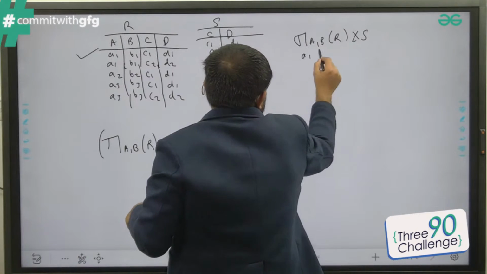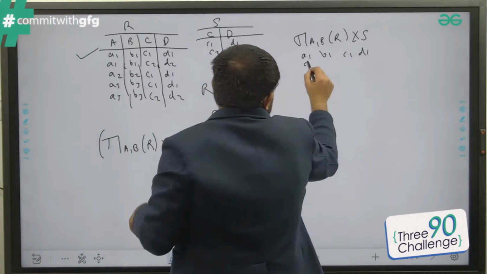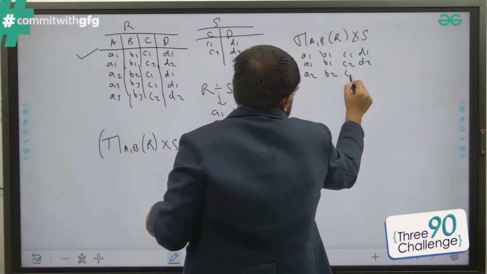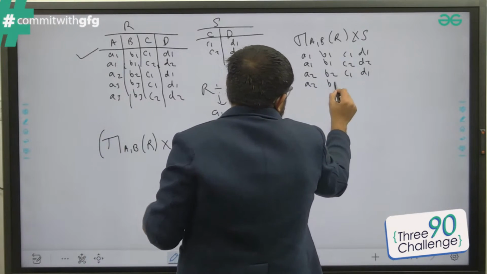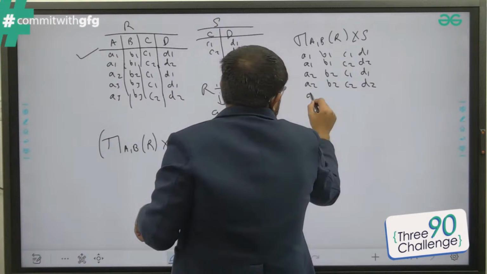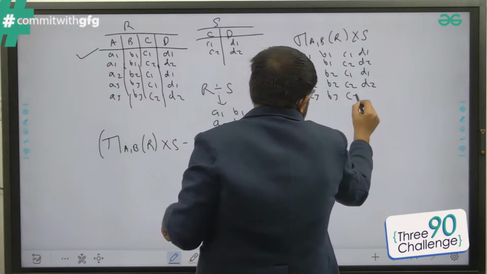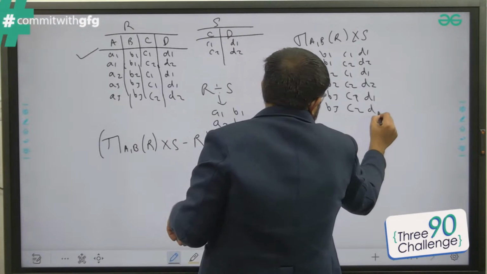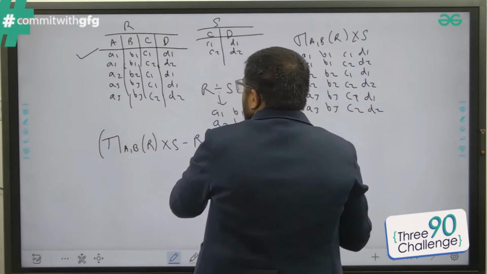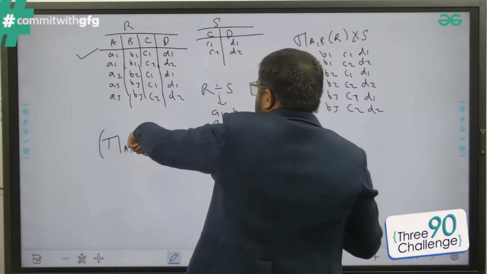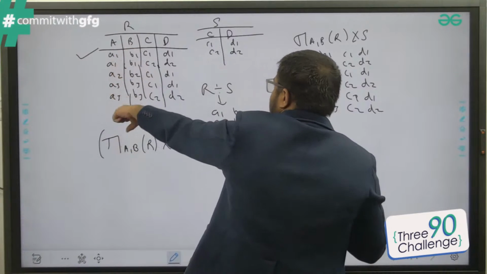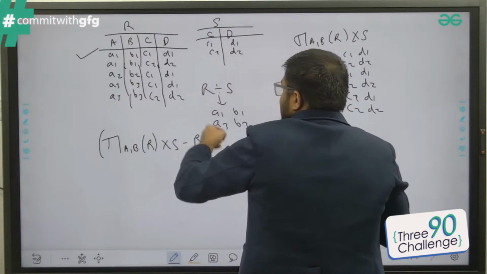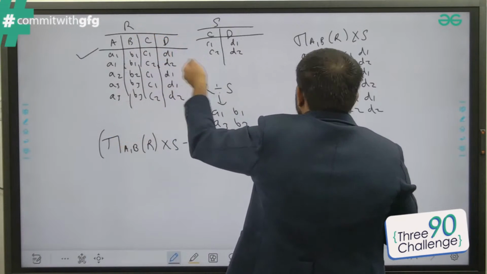It will give me A1, B1, C1, D1, A1, B1, C2, D2, A2, B2, C1, D1, A2, B2, C2, D2, A3, B3, C1, D1, and A3, B3, C2, D2. Okay, I have taken the cross product. From that, I subtracted the original table. This was assumed that all values of AB are associated with all values of CD. Now, when I subtract R, the original relation gets subtracted.